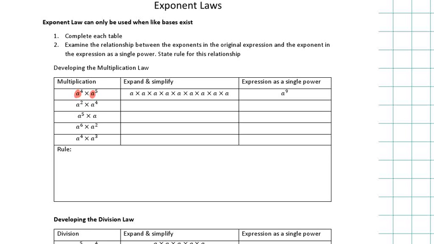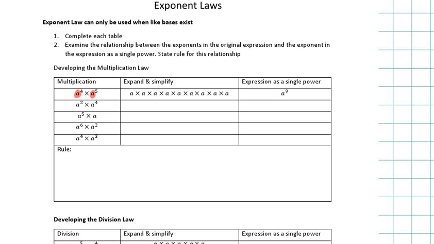When using the exponent law, you must have the same base. What we see here is a to the power 4 times a to the power 5. Your base is a, right? What does it mean when I say a to the power 4? It means a multiplied by itself 4 times. So it's a times a times a times a.